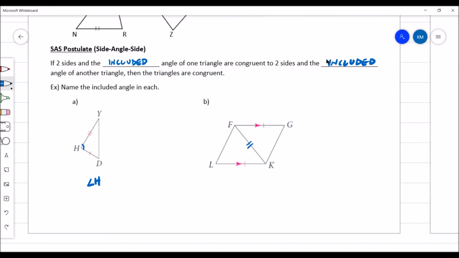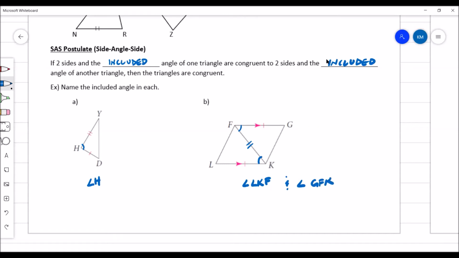And so going back to last chapter, we see, okay, parallel lines, we have a transversal, we have alternate interior angles here. And notice about this angle LKF and GFK that these are included angles. Okay, they're between our 2 marked sides. So name the included angle in each. So we'll say angle LKF and angle GFK.